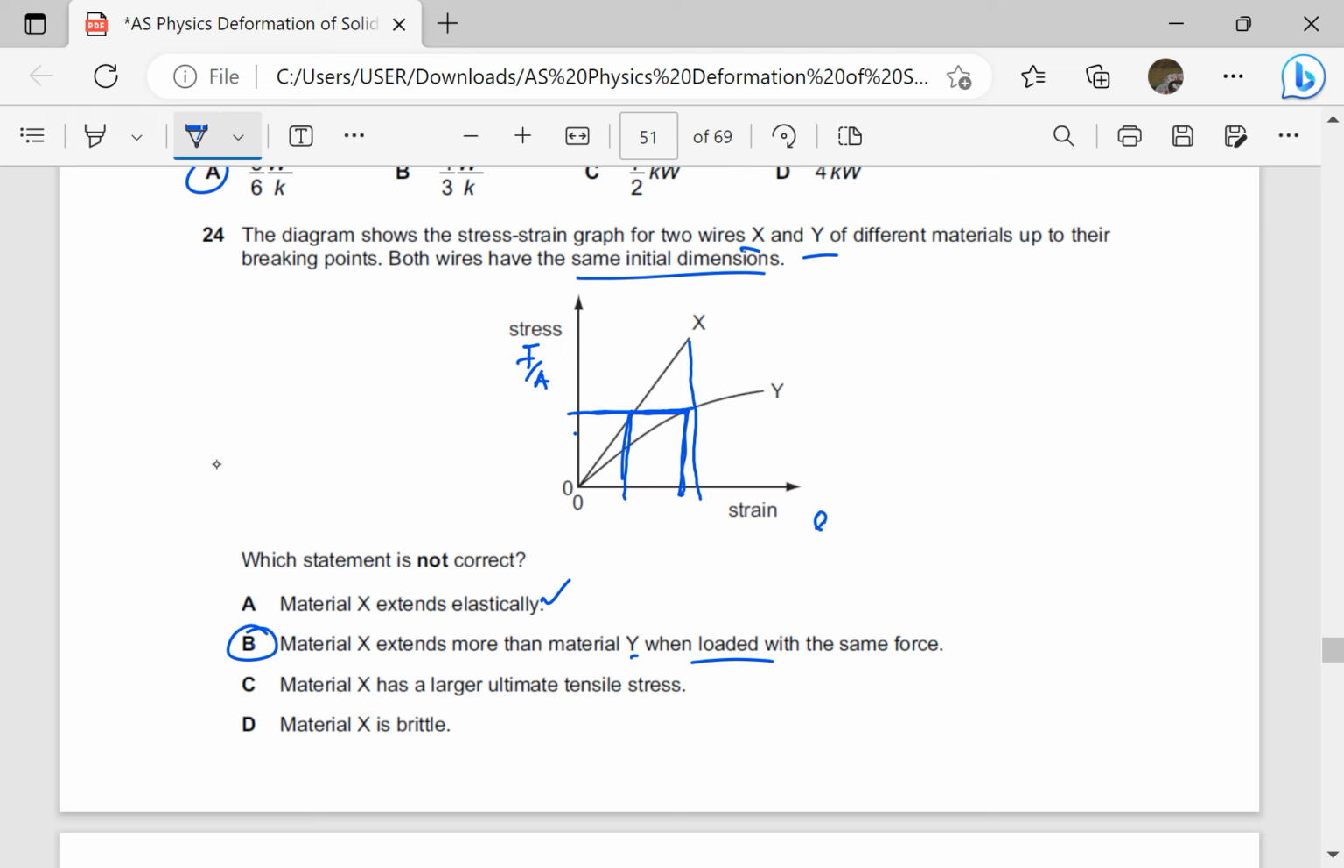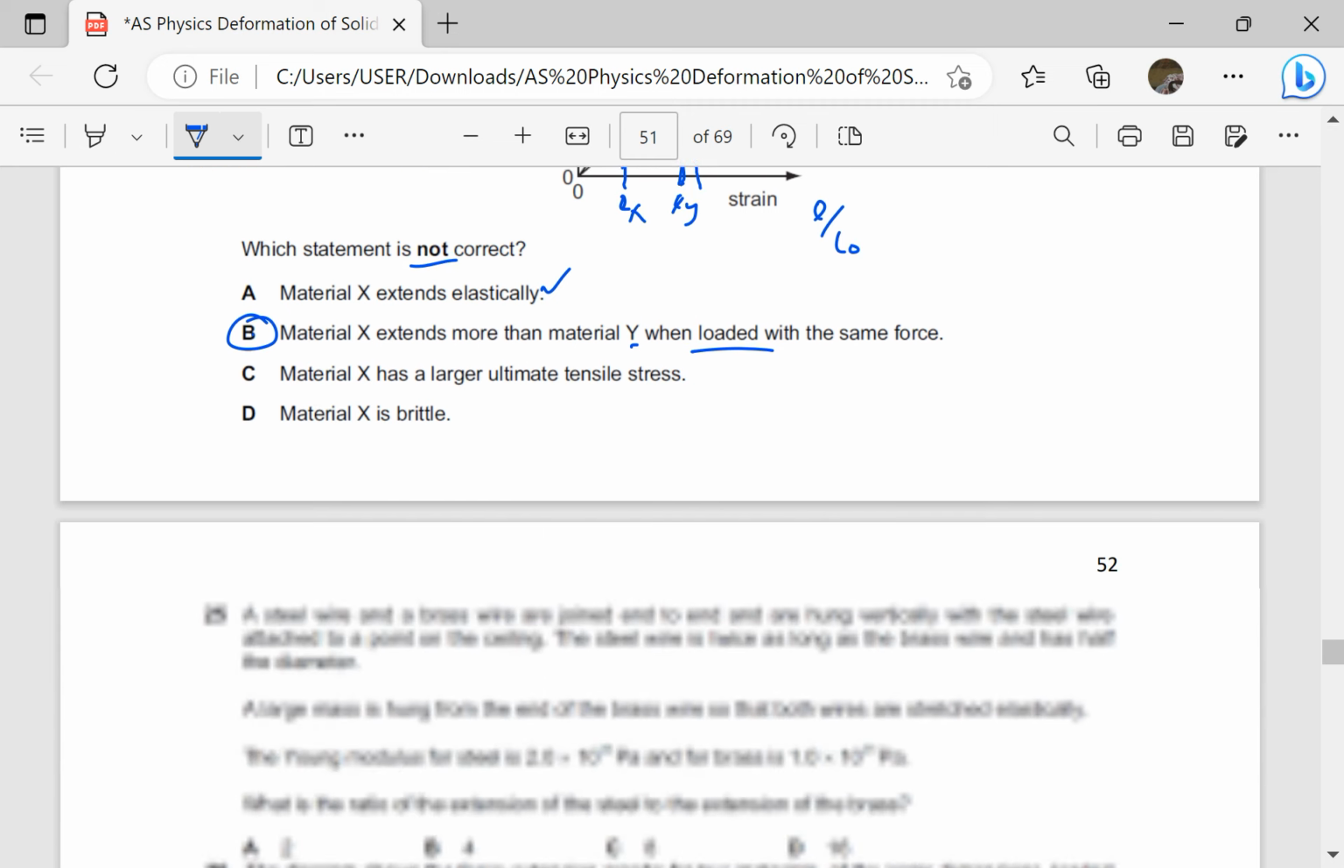Because strain is extension over original length, it means extension is on the x-axis. So for the same load F, the extension for X is here, the extension for Y will be around there. So the answer is B. It is not correct.